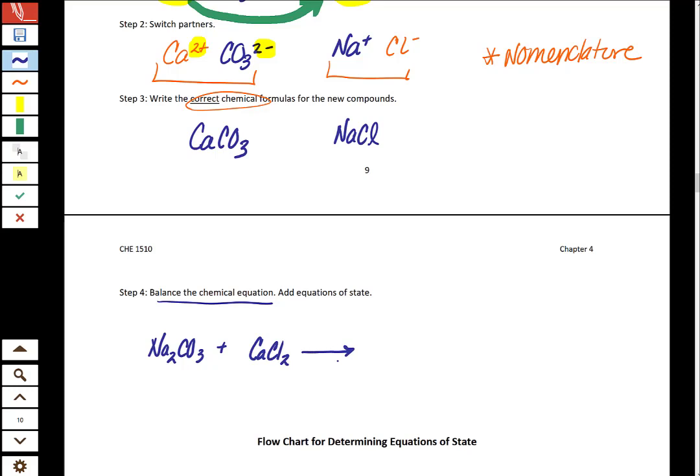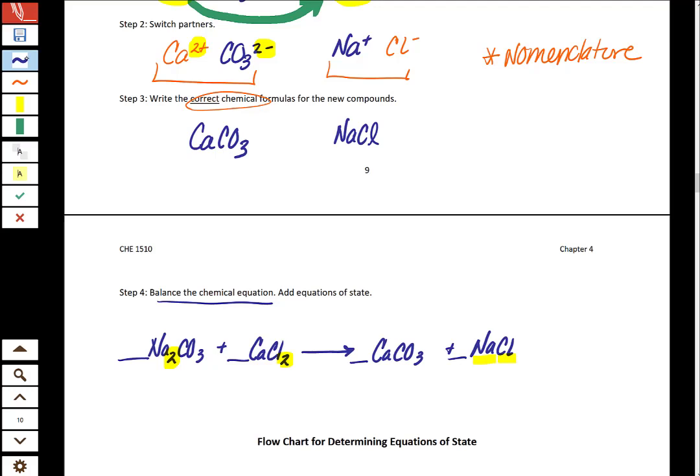And when that reacted, we formed calcium carbonate and sodium chloride. So now if we look at this, you're going to notice that there are an unequal number of sodiums and an unequal number of chlorines on both sides. So notice here we got 2 sodiums, but only 1 over here. We got 2 chlorides and only 1 over here.